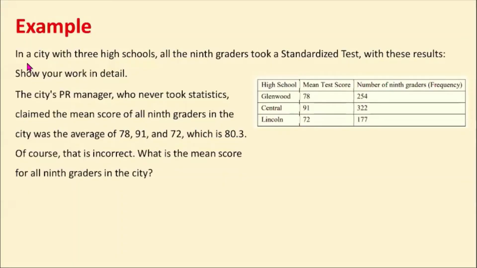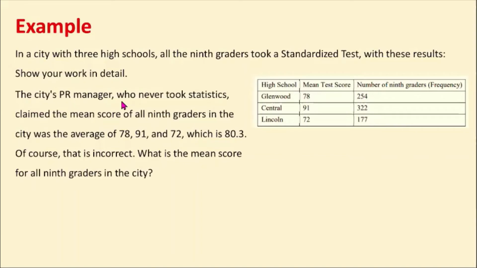Next problem. In a city with 3 high schools, you can see the names of the high schools here, Glenwood, Central, and Lincoln. All the 9th graders took a standardized test with these test results. Here's the test result. Mean test score of Glenwood High School, 78, Central High School, 91, and Lincoln, 72. The number of ninth graders who got 78 is 254, 91, 332, and then 72, 177.